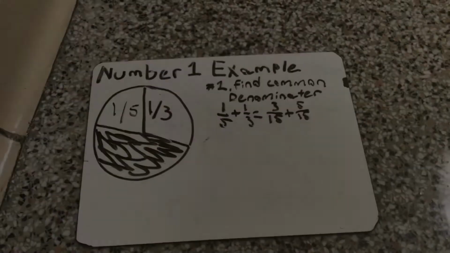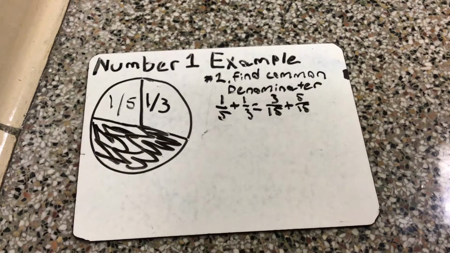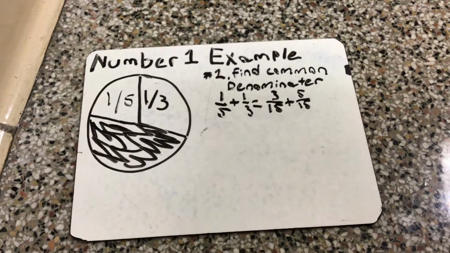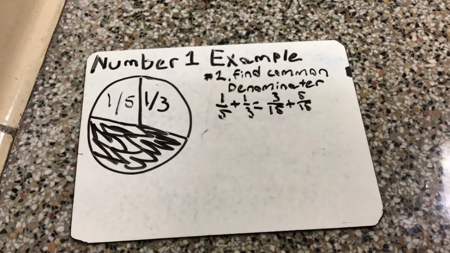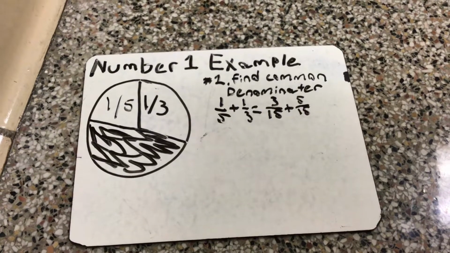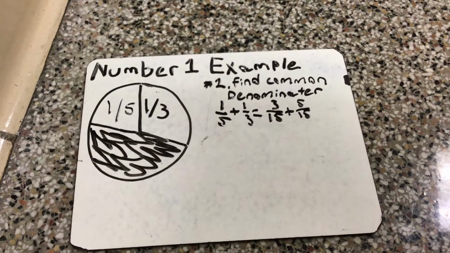For our first example, we have to find out what is shaded. 1/5 and 1/3 are not shaded. For our first step, we have to find common denominators. In this case, the common denominator is 15. 1/5 equals 3/15. 1/3 equals 5/15.